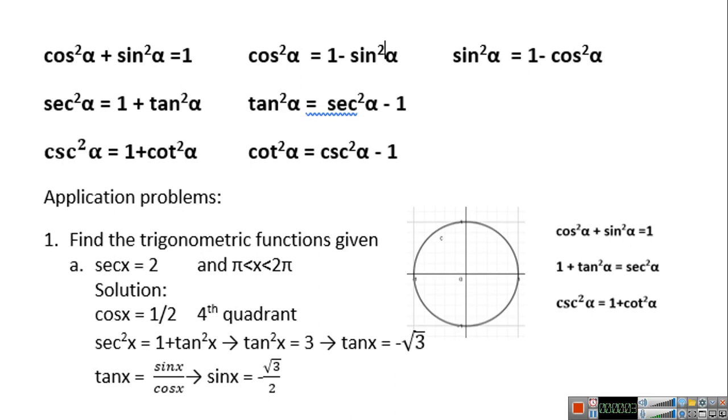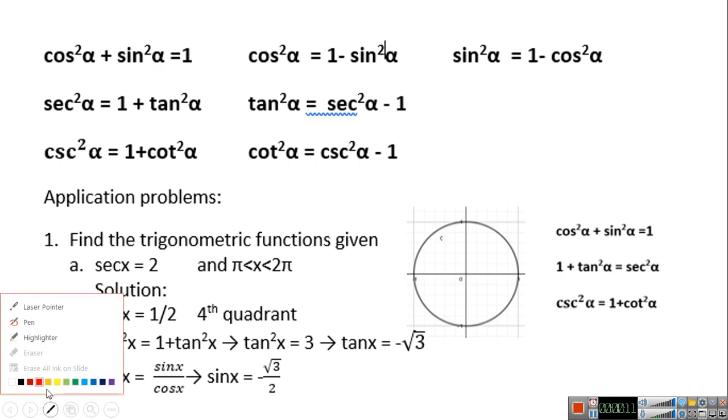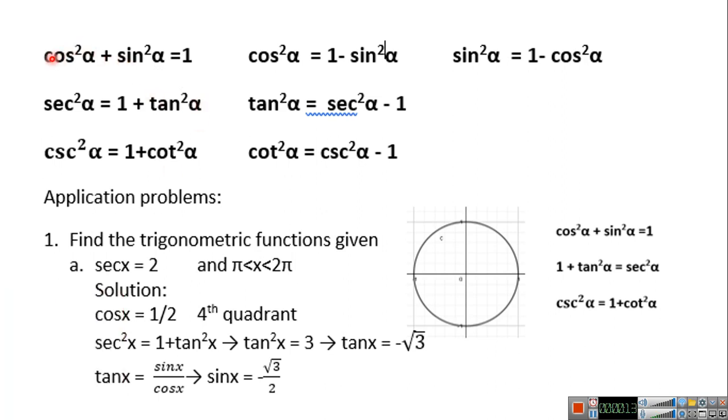Hi. More problems related to trigonometric formulas. We know that cosine square alpha plus sine square alpha is 1. So in that case, we can say that cosine square alpha is 1 minus sine square alpha, or sine square alpha is 1 minus cosine square alpha. We know the formula secant square is 1 plus tangent square alpha. So tangent square alpha can be written as secant square alpha minus 1, and the same, cotangent square alpha can also be written as cosecant square alpha minus 1.